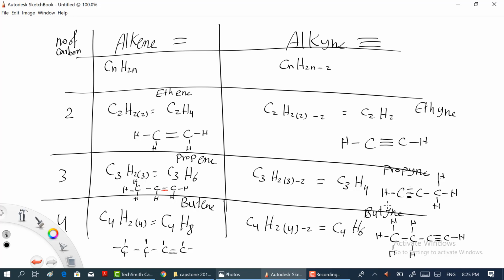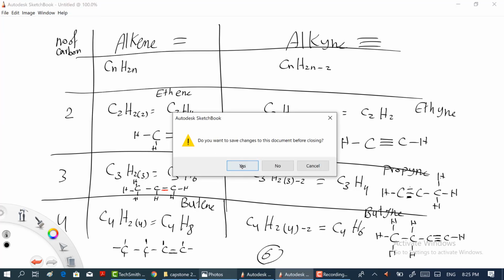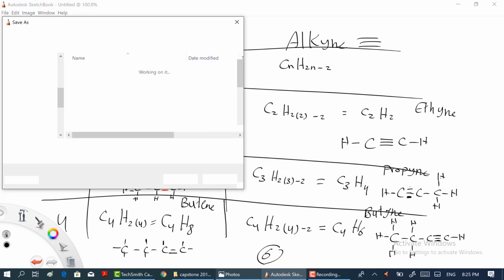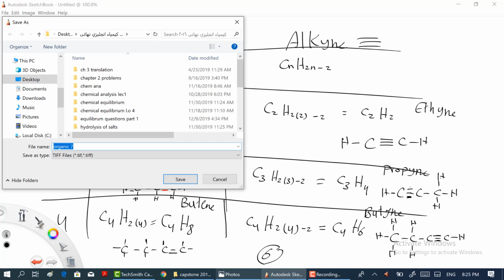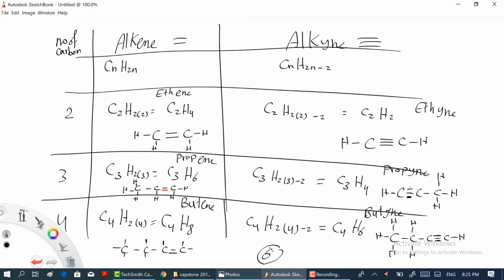And when having a cycloalkane, it will be CnH2n. Plus, this is, I think, the number 6. 7. So it will be 7.